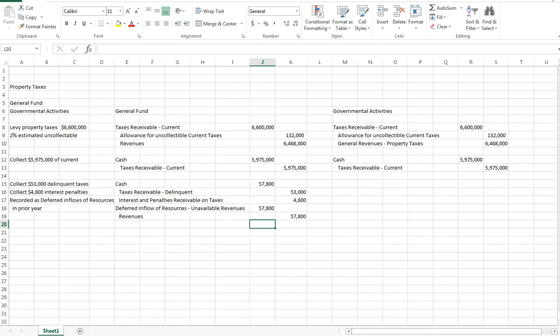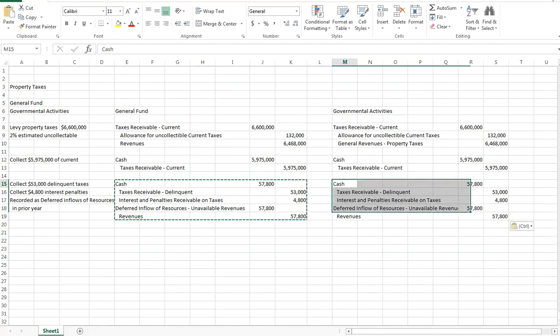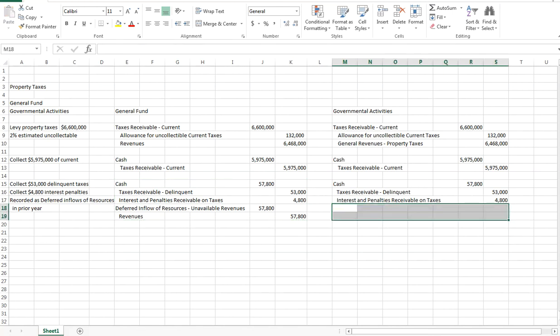And then on the governmental side, again, I'm going to copy it over and then show you the differences. Okay, so we have cash, we have taxes receivable delinquent, we have interest and penalties receivable and taxes. That's no different. But this is not part of the governmental activities journal entry. So we don't have to worry about that one for governmental activities.